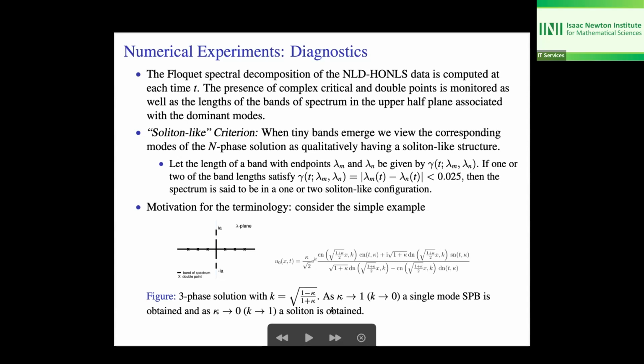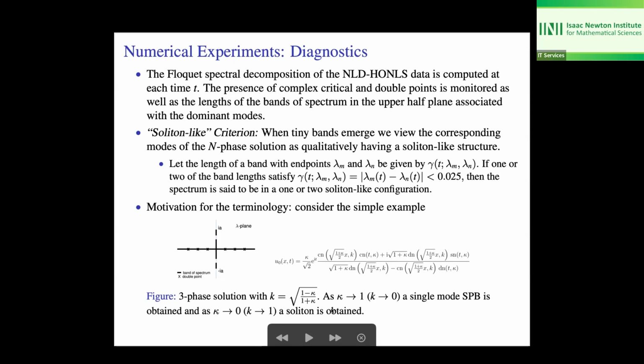And so we are using the term soliton-like state, or we have the soliton-like criterion, that when tiny bands emerge, we view that the corresponding modes of the N-phase solution behave qualitatively like a soliton, that they have this soliton-like structure. And so if one or two of the band lengths satisfy gamma less than 0.025, then the spectrum is said to be in a 1 or 2 soliton-like configuration.